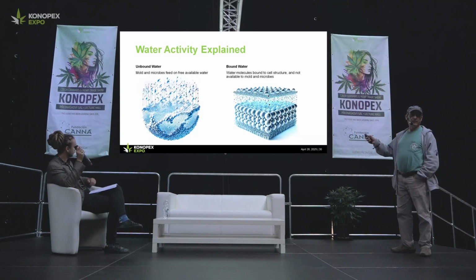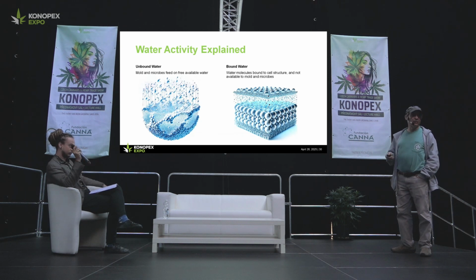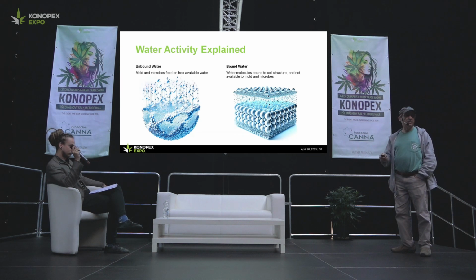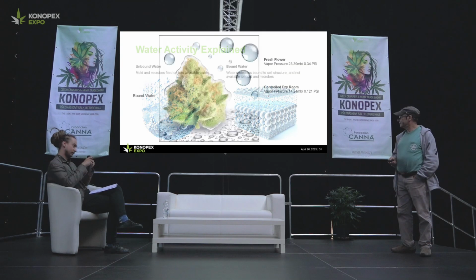And unbound water, the molecules are free to leave the flower. Bound water, they're tied up in the cell structure. It's the microbes, molds, bacteria that feed on unbound water. Once you remove the unbound water, you have a shelf-stable product. Mold cannot grow.